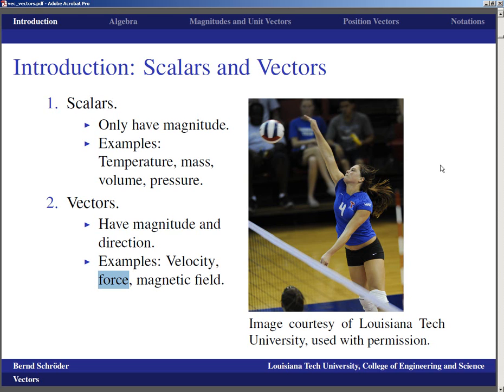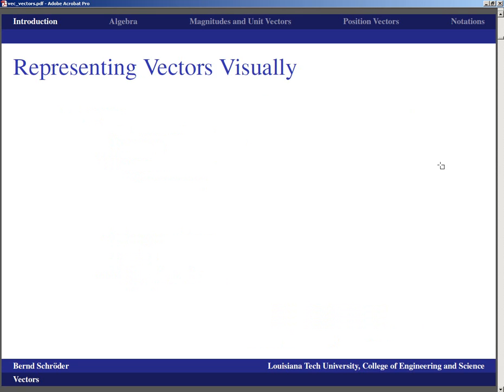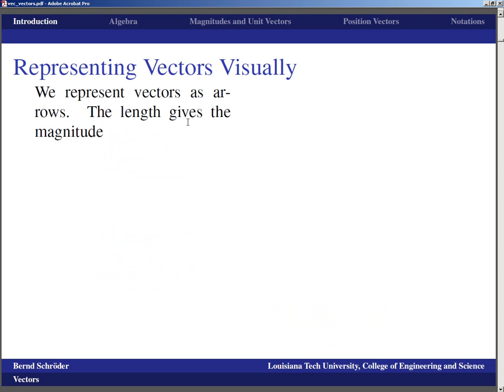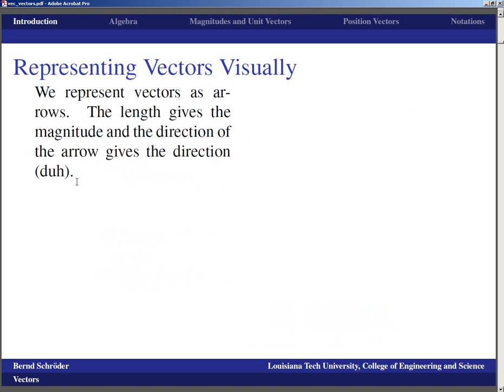Okay, so aside from magnitude, for many quantities it is also important to record the direction. And so the question becomes, how do we do that? Well, if we're representing vectors visually, we would represent vectors as arrows, and the length of the arrow gives the magnitude, and the direction of the arrow gives the direction, where a little duh may be in order for the second part of that, right? I mean, what else would the direction of the arrow give but the direction of the vector?